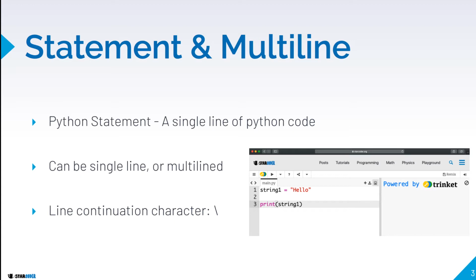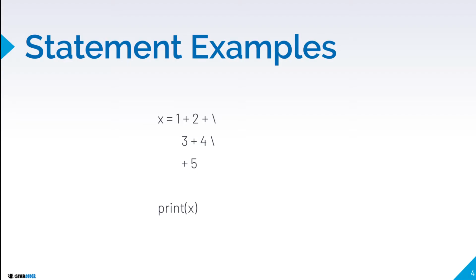The idea of multilines is that we can take one statement and put it on multiple lines. And the way to do that is to use the line continuation character. Let's look at an example. Let's say I want to assign an integer value to x, but instead of directly giving the integer value, we want to give 1 plus 2 plus 3 plus 4 plus 5. But when we type it in here, it's a little bit too long.